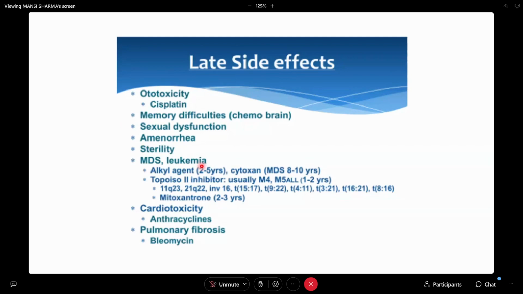Another aspect is development of late MDS or leukemia, especially with alkylating agents, topoisomerase 2 inhibitors. We need to watch out for these issues. Any patient who's developing cytopenias, we keep a low threshold for working them up. And as mentioned before about cardiotoxicity and pulmonary fibrosis, both of these can be very, very debilitating for the patient and even lead to death. So we have to be very careful about them.